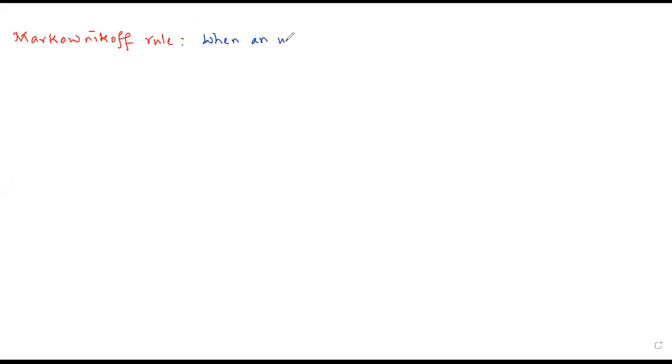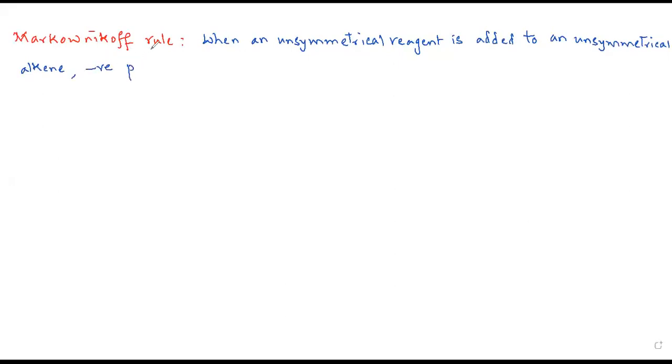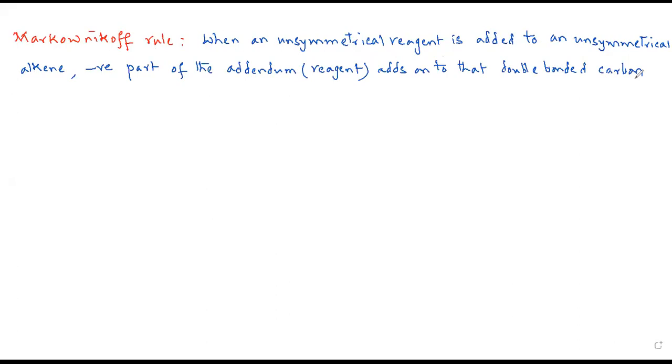Look at the condition. When an unsymmetrical reagent is added to an unsymmetrical alkene, the negative part of the addendum, nothing but the reagent, adds on to that double bonded carbon which has lesser number of hydrogen atoms.